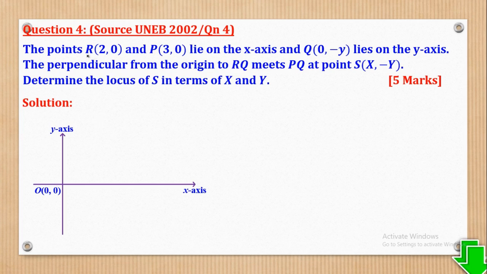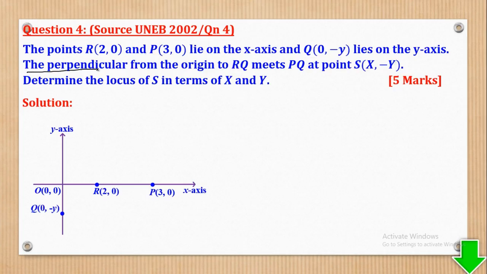They told us there is point R, which is (2, 0), so we plot R. Then point P, which is (3, 0), so we plot point P. And point Q, which is (0, -y), so we plot it at (0, -y).